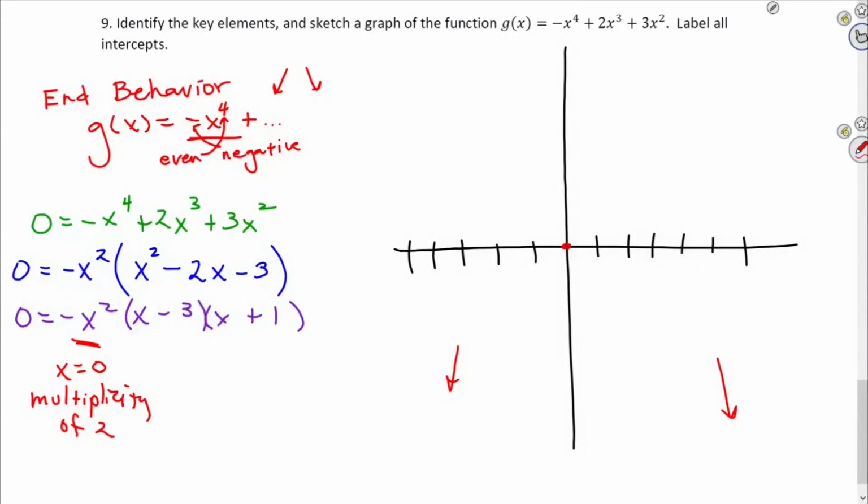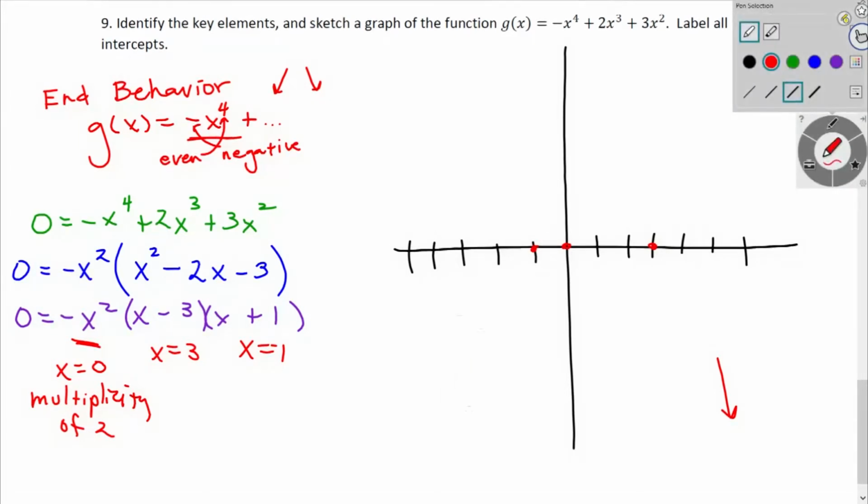The rest are kind of easy. What number minus 3 is 0? It's x equals 3. That's multiplicity of 1, which is what we're used to. And then x plus 1, what number plus 1 is 0? That's negative 1. It's going to cross at negative 1.